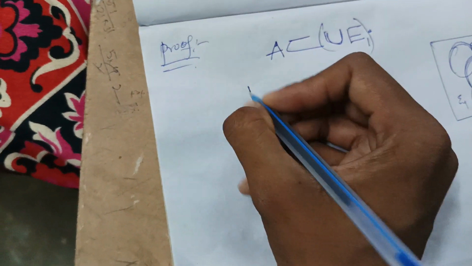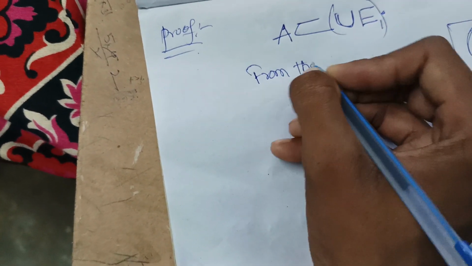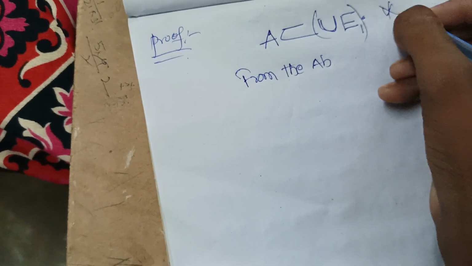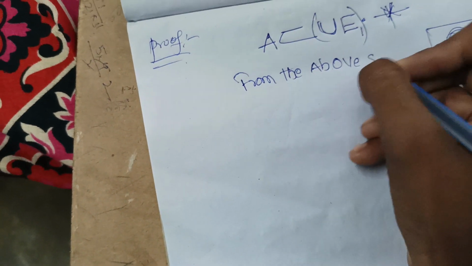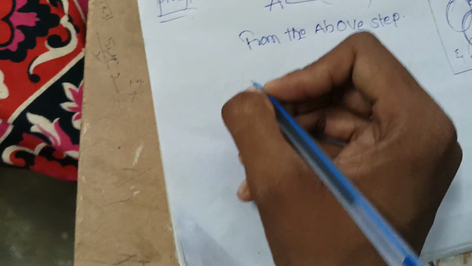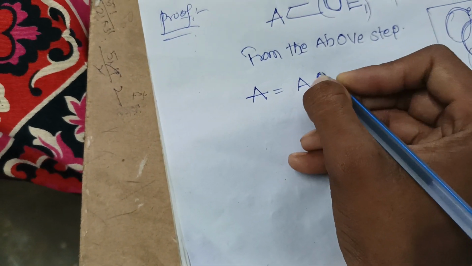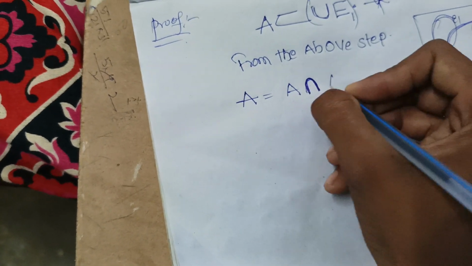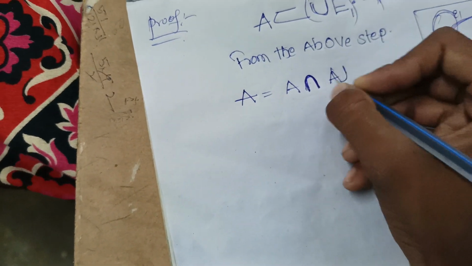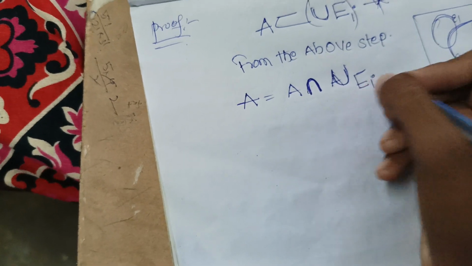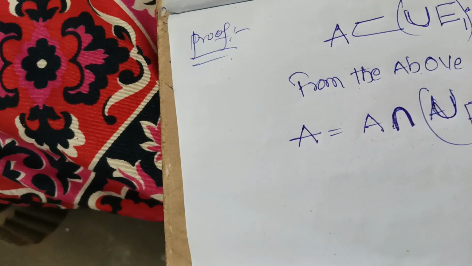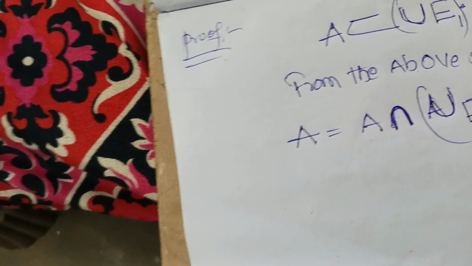So from the above step, this is the important step in the Bayes theorem. From the above step, A is equal to A intersection union of Ei. That means when two sets are such that A is a subset of B, then A intersection B is equal to A.